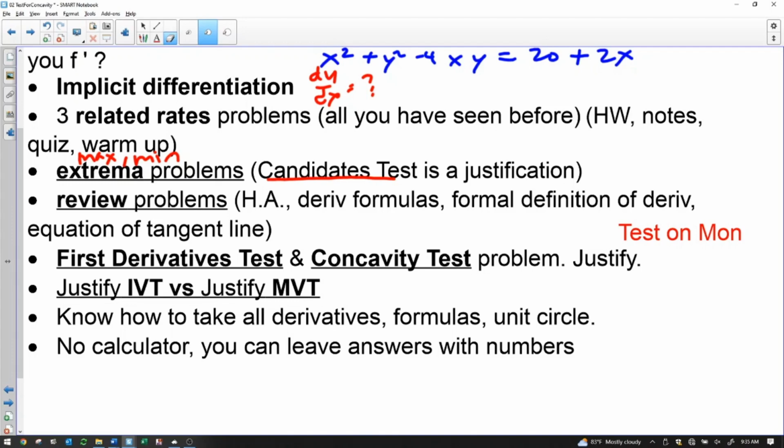I look at your candidate's test. I say, are your x's right? Are your y's right? You're good. That is the justification.